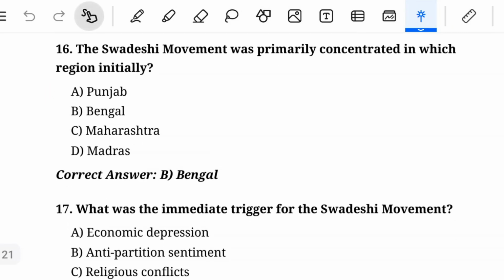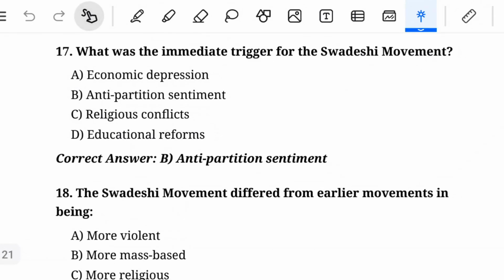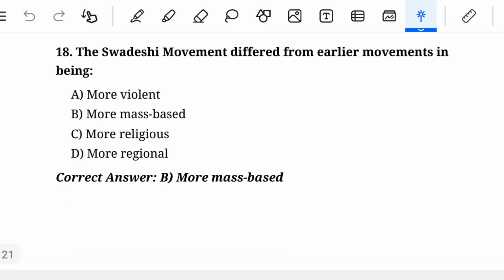16. The Swadeshi movement was primarily concentrated in which region initially? A. Punjab, B. Bengal, C. Maharashtra, D. Madras. Correct answer: B. Bengal. 17. What was the immediate trigger for the Swadeshi movement? A. Economic depression, B. anti-partition sentiment, C. religious conflicts, D. educational reforms. Correct answer: B. anti-partition sentiment.